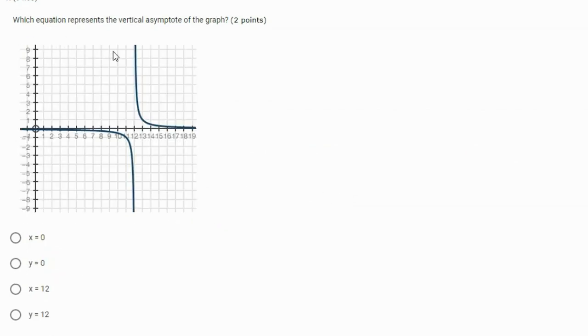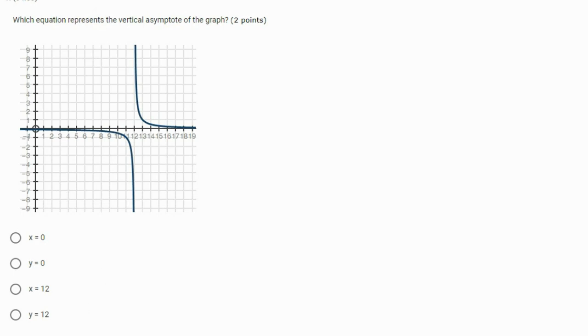Which equation represents the vertical asymptote of the graph? The vertical asymptote is which one of these equations? This is an important question, actually, because we can look at the graph, but do we know, is it x equals or y equals? That's important. X equals 12 and y equals 12 are two very different graphs. If you're not sure, go to Desmos and take a look at it.